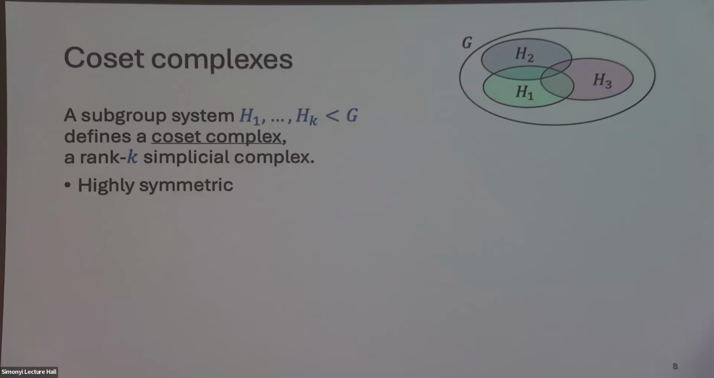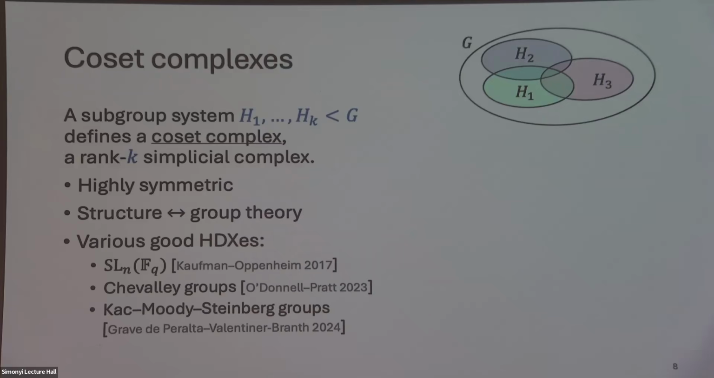And this coset complex has some nice properties. It's super symmetric, and also understanding the structure of the complex in terms of its expansion or its connectedness is very closely related to the group theory of the group that you use to define the complex and the subgroups that you chose to define the complex. And there are various constructions of these high-dimensional expanders using coset complexes. So this started with this work of Kaufman and Oppenheim.